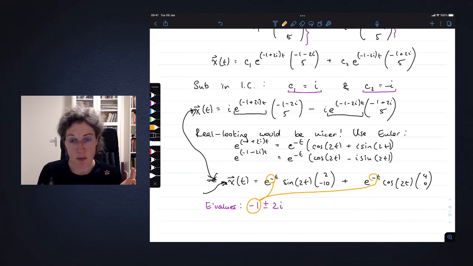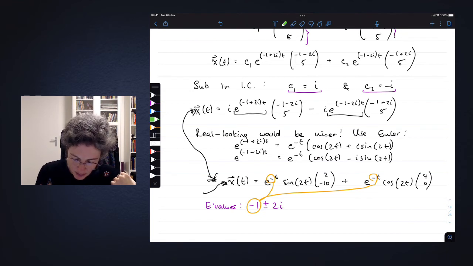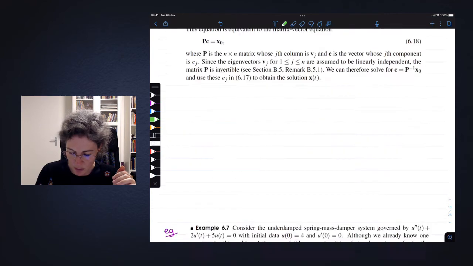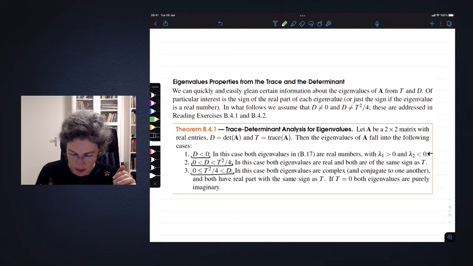So the real part of our eigenvalue is telling us how fast the exponential is decaying, and the imaginary part, our plus or minus, so here, our coefficient of 2 is telling us the angular frequency of the oscillatory part. So this is why it becomes quite important to think about our eigenvalues.